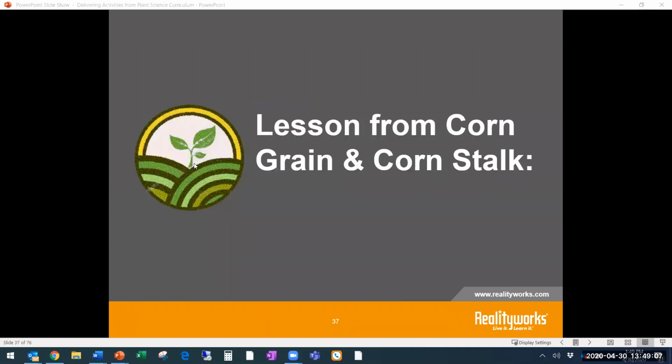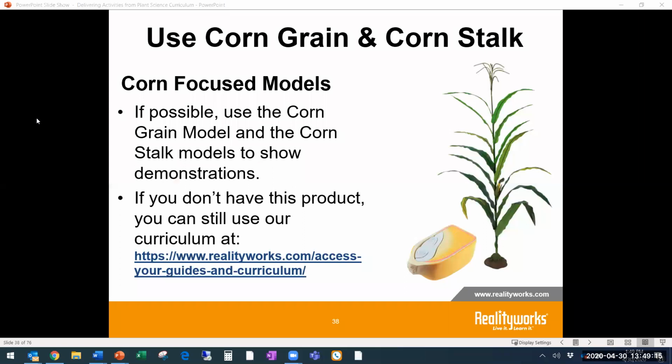All right, moving on to another 2 products we have, which are lessons for corn grain and corn stalk. Using an example here, if you have the corn grain model or the corn stalk model, they are great for demonstration. If you don't have these products, that is okay. The curriculum is still there. You can still use the PowerPoint slides and the curriculum for this area.